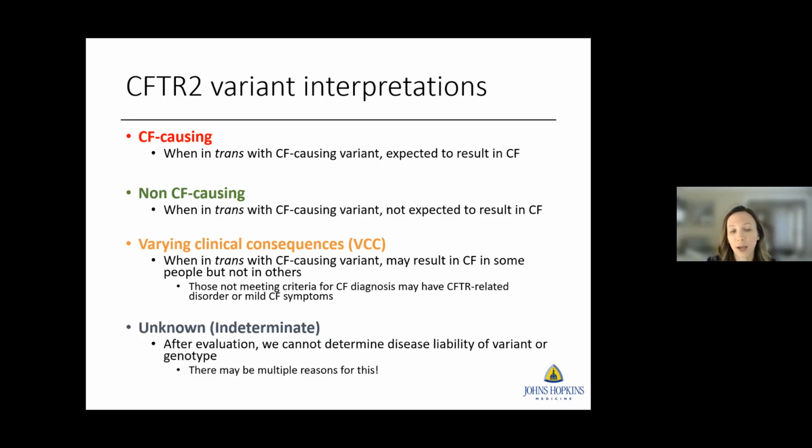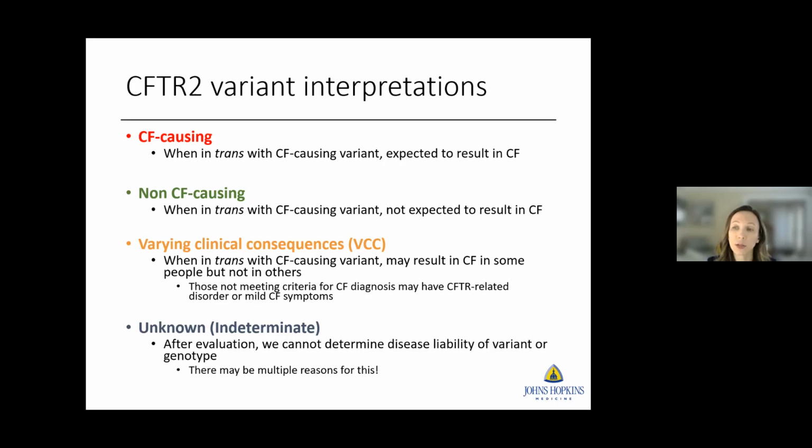And lastly, we have a category that we call unknown or indeterminate. This means that after our group has done our whole CFTR2 evaluation, we still cannot determine disease liability of a variant or genotype. There may be multiple reasons for this. Sometimes it's conflicting data. Sometimes it's data that we just can't make sense of. And sometimes a variant does not nicely fit into any of the other three bins.